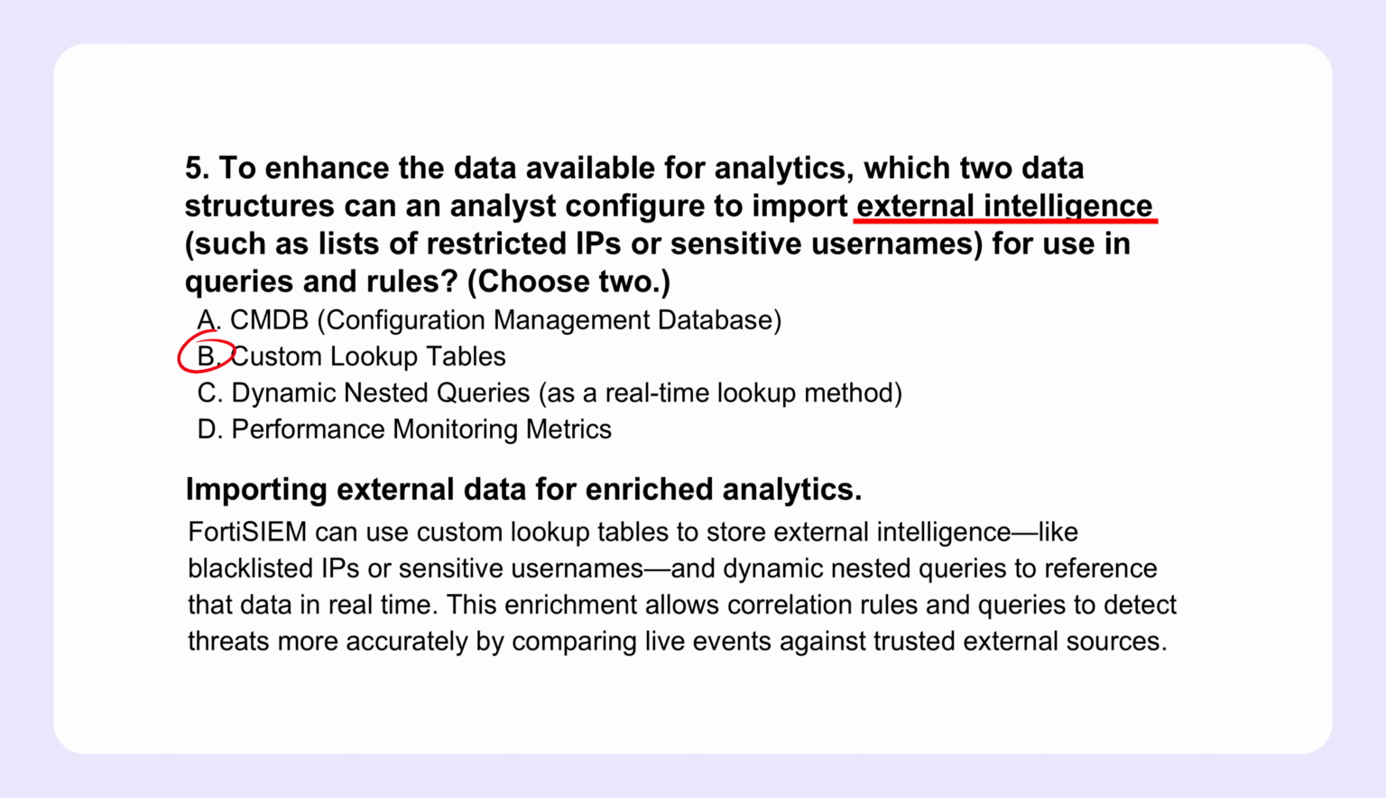But what about intelligence that needs to be updated almost constantly? Like if a new zero-day IP address is identified right now, we need that integrated instantly, not after someone updates a list tomorrow. Right. For that more dynamic need, you use dynamic nested queries. Now, this is quite a bit more sophisticated than a static lookup table. How so? Nested queries allow the system to actually reference and pull data from other queries in real time.